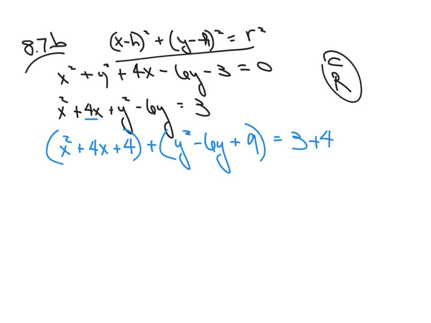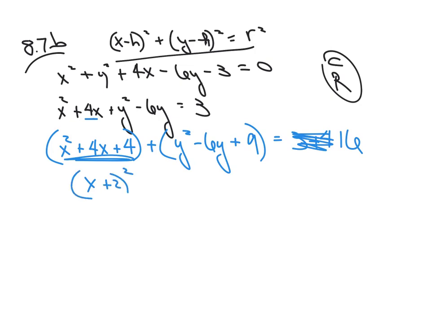But because I added 4 here, I have to add 4 to the other side. I can't just add a number to one side and not do it to both. I added a 9 here. I have to add a 9 here. Okay, so what I've got here is a 16. That equals 16 there. Alright, so that factored is going to be x plus 2, the quantity squared.